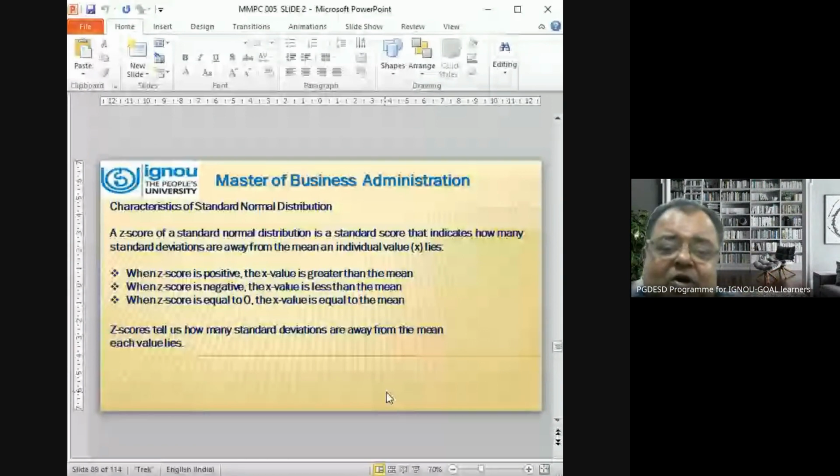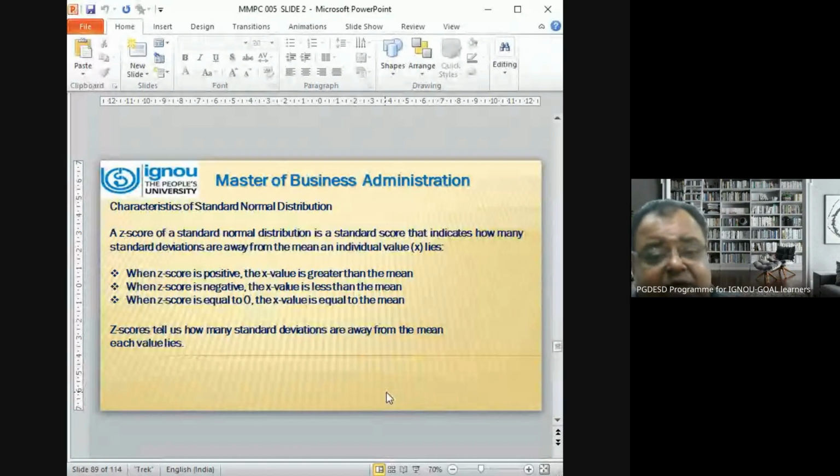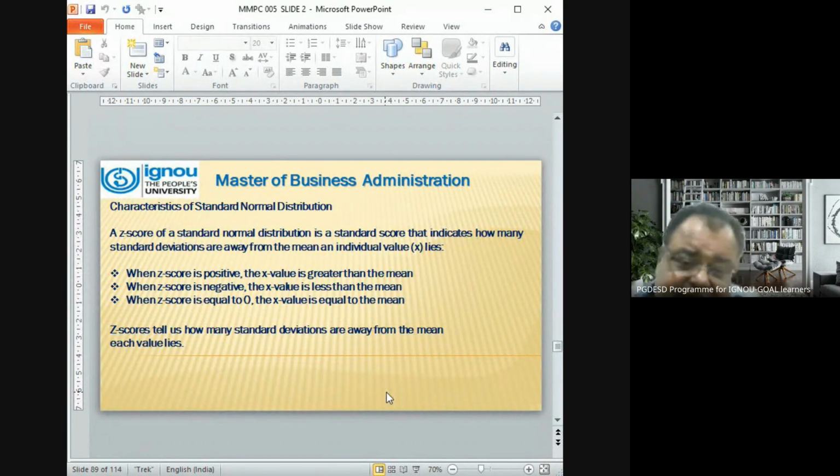A Z score of a standard normal distribution is a standard score that indicates how many standard deviations away from the mean an individual value X lies. Number one, when Z score is positive, the X value is greater than the mean. When Z score is negative, the X value is less than the mean. And when Z score is equal to 0, the X value is equal to the mean. Now we will see, the score tells us how many standard deviations away from the mean each value lies.